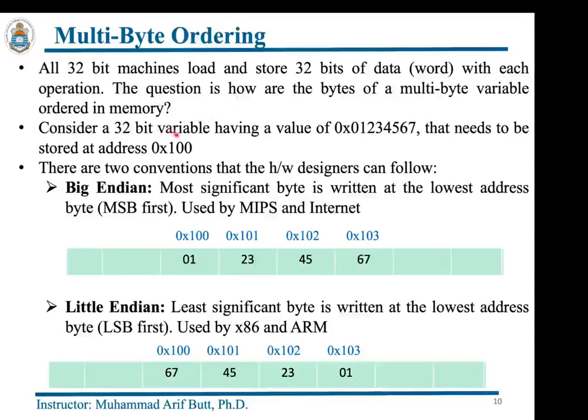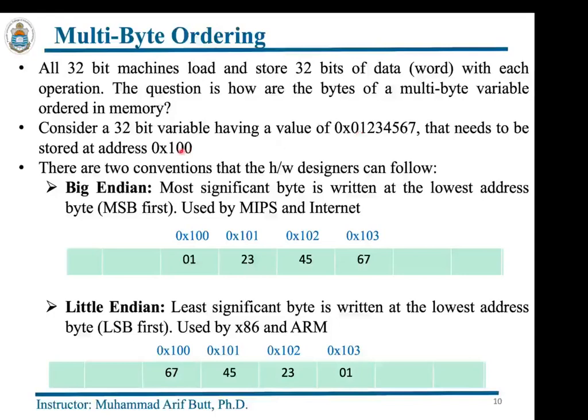Suppose we have a 32-bit variable having the value 0, 1, 2, 3, 4, 5, 6, 7 in hex, and this 32-bit value needs to be stored at, suppose, address 100 in hex. Now the question is, at address 100 only one byte can be stored. Now if we store the least significant byte, that is this 6, 7 at 100, this is the little endian technique. And if we store this byte, the most significant byte at the address 100, this is called the big endian technique.